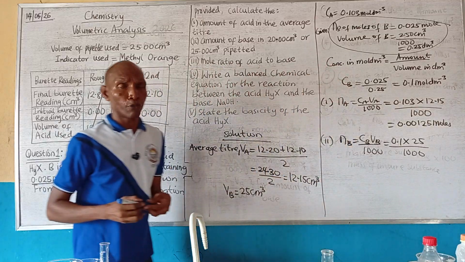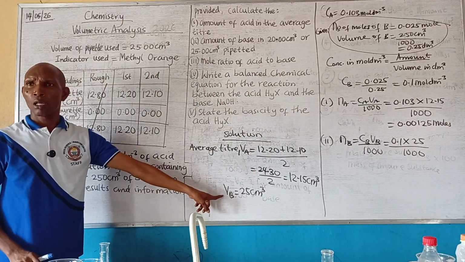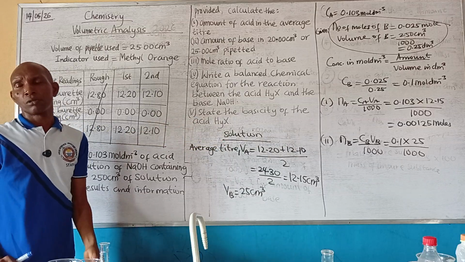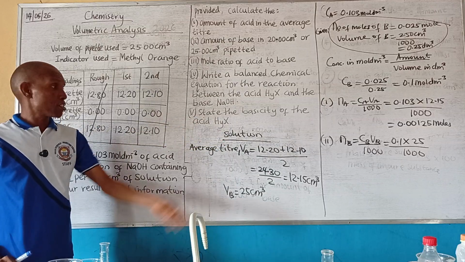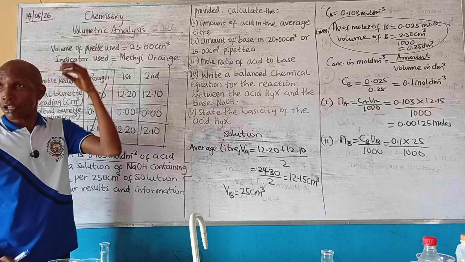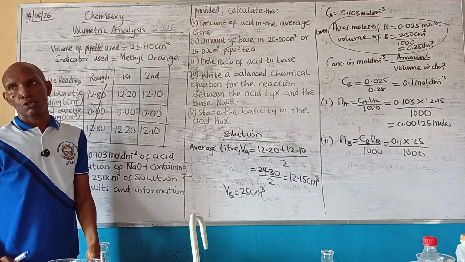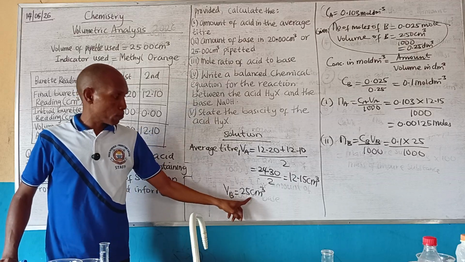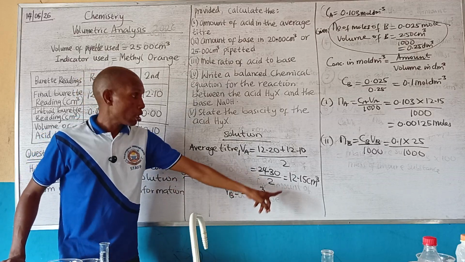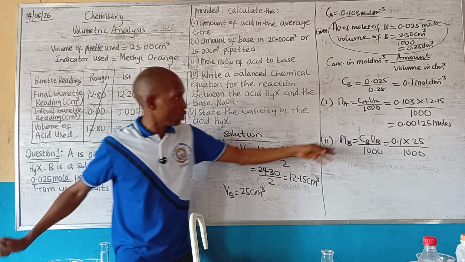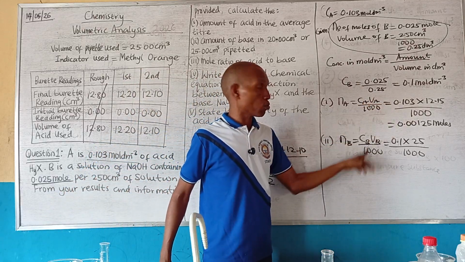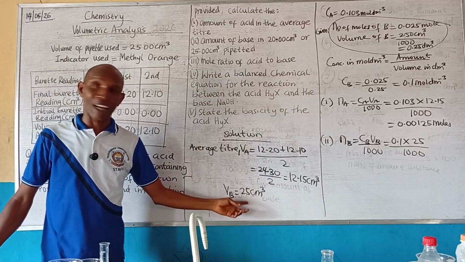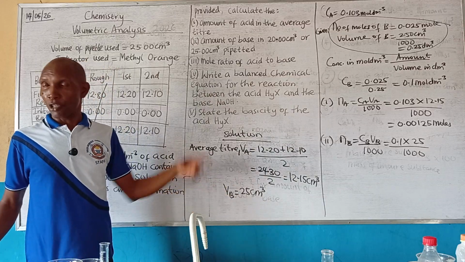VB is the volume of base. Look at this now. That's why we are dividing by 1000, because it's in cm cubed, and we don't want to bother converting to dm cubed. So you divide by 1000. But if you divide and convert to dm cubed from this point, then you don't need the 1000 here. But when you have not converted it, then you have to divide by 1000.